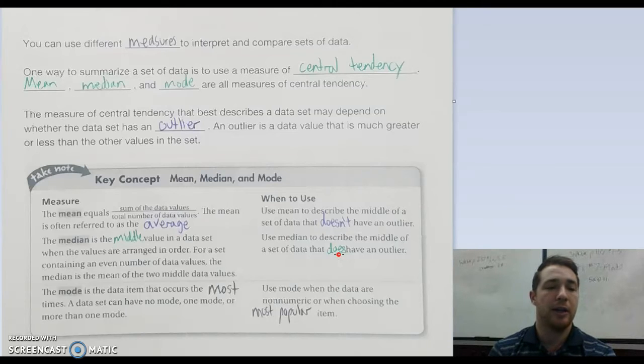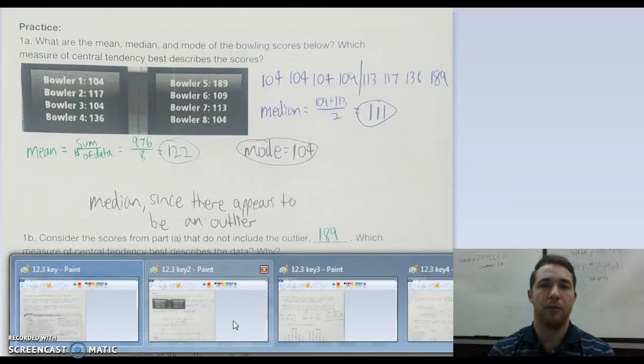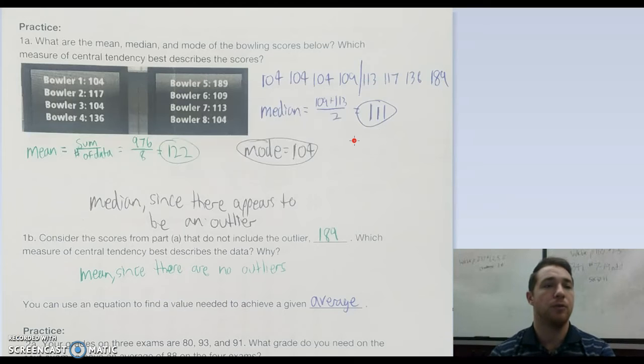Mode, which we're adding in, is a data item that occurs the most number of times. So a data set can have no mode, one mode, or more than one. It just depends on what happens the most often. So use mode when the data are non-numeric, so if you're comparing categories, or when you're choosing something that's the most popular item. So most popular, happens the most number of times, it's going to be the mode.